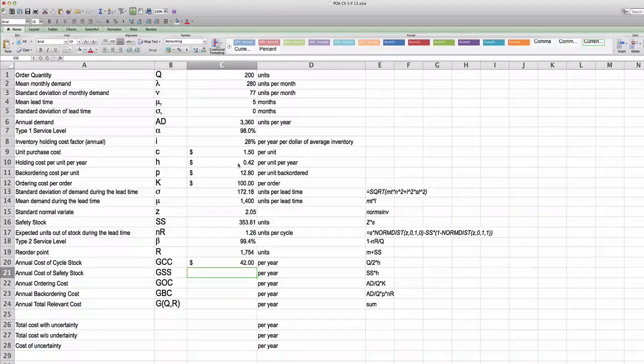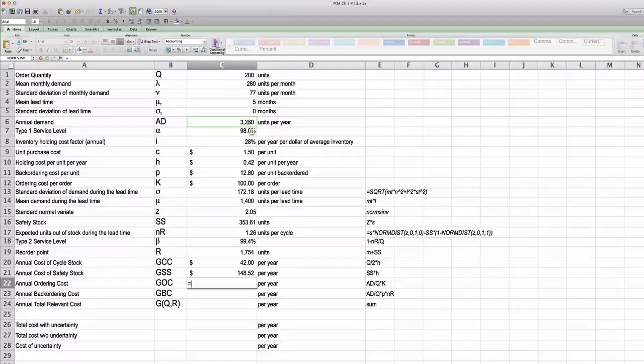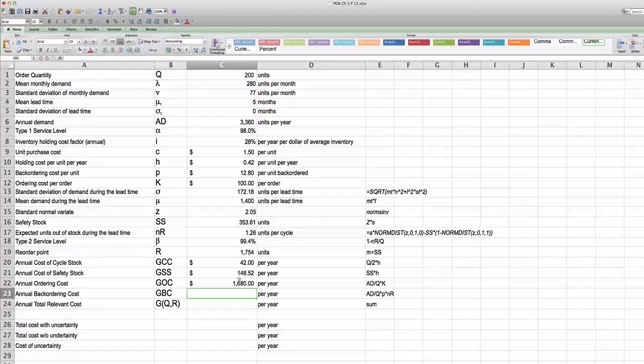And then I'll calculate the safety stock holding cost, which is safety stock multiplied by H. My order placement cost, as always, is equal to annual demand. Now be sure you use annual demand, not monthly demand. Annual demand divided by Q gives you the annual, as opposed to monthly, number of order placements, and I multiply that by the order placement cost K. And finally, we estimate the annual back order cost. Now remember that N of R is the stock out quantity per cycle, and I need to multiply that by the number of cycles.